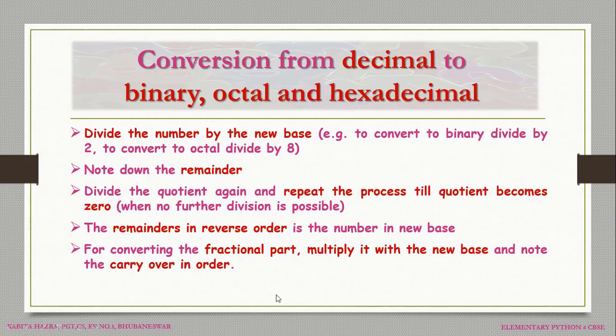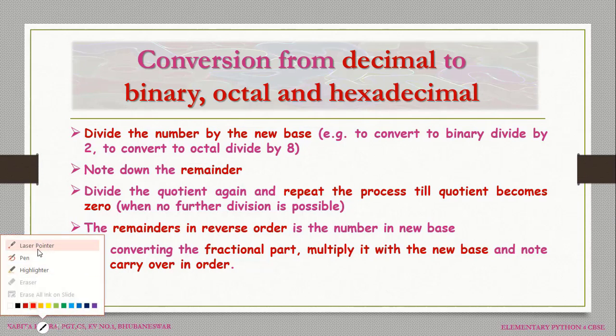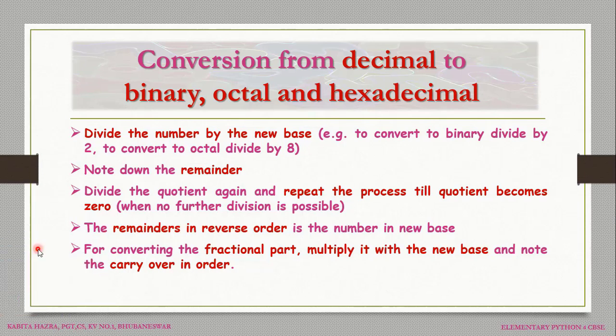Conversion from decimal to binary, octal and hexadecimal. To convert any decimal number to binary, octal or hexadecimal, we will divide the number by the new base. Suppose we want to convert to binary, then we will divide the decimal number by 2. To convert to octal, we will divide by 8. To convert to hexadecimal, we will divide by 16.